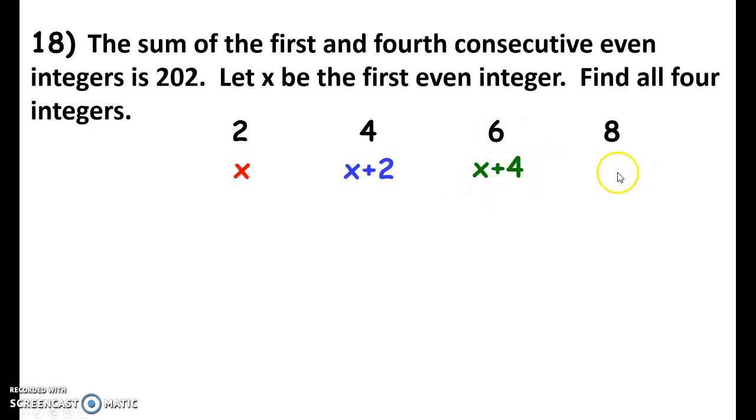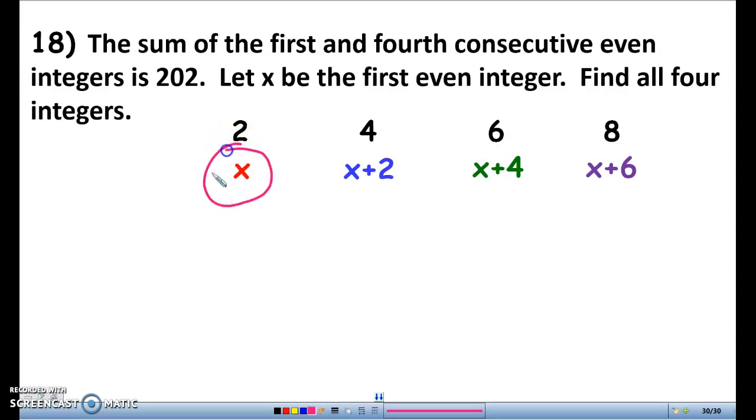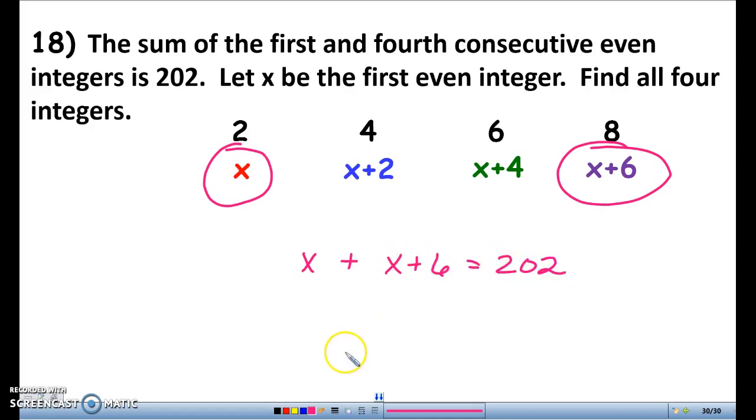So this one's going to be what in terms of the first? Yeah, 8 is going to be 6 bigger. But we don't know that the smallest number is 2. So this number here is x plus 6. Now, it says the sum of the first and the fourth consecutive even integer. The sum of the first and the fourth consecutive even integer is 202. So x plus x plus 6 equals 202. There's your equation.